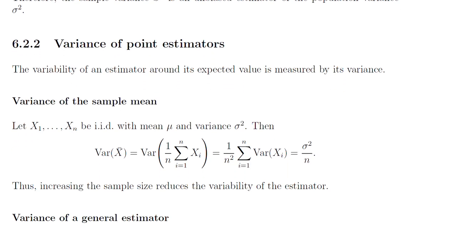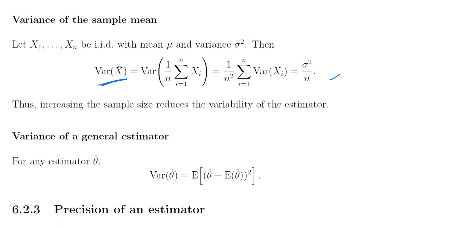Okay, we have a few more minutes. Let me just introduce the variance of a point estimator. We already learned about this: the variance of the sample mean, we learned that it's sigma squared on n. So just a repetition.